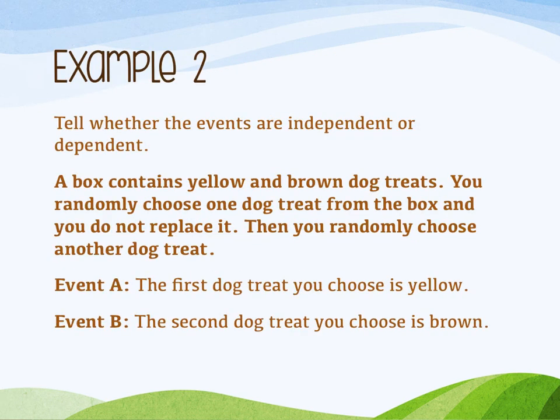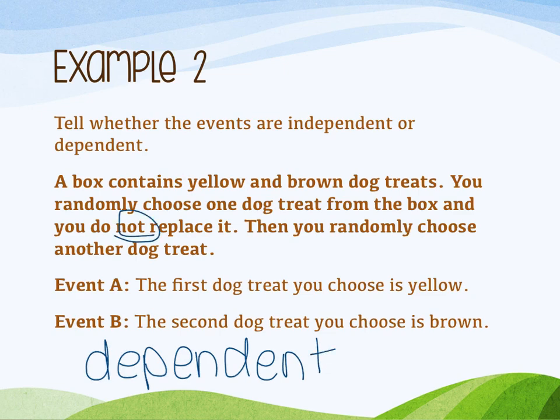So example 2 says, tell whether the events are independent or dependent. A box contains yellow and brown dog treats. You randomly choose 1 dog treat from the box and you don't replace it. Then you randomly choose another dog treat. Your 2 events are event A, the first dog treat you choose is yellow. Event B, the second dog treat you choose is brown. So is what happening in A affecting B? No. Why? Because they put it back. You do not replace it. So it does affect it. So this is dependent. So 1 little word changes the whole thing. So it's dependent because you did not replace it? Correct. You altered the set, right?